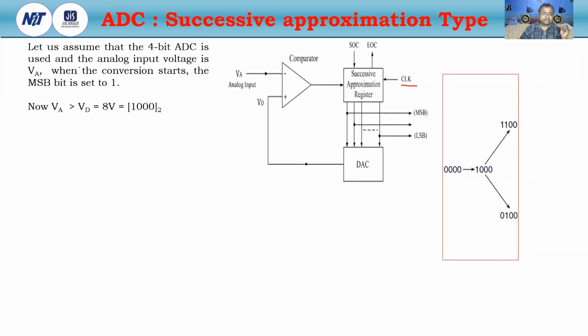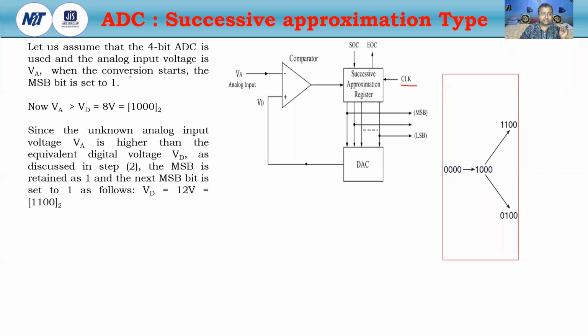So let us assume that a 4-bit ADC is used and the analog input voltage is VA. This is the analog input voltage. When the conversion starts, the MSB bit is set to 1. That means SOC is 1, the counts start, and the operation should be started. So now VA is greater than VD. Suppose VD means 1000. As per my step 1, the first MSB bit should be 1 and the other bits should be 0. So the first step is from 0000 to 1000. Then the applied VA is greater than VD. This is the reference voltage, V reference.